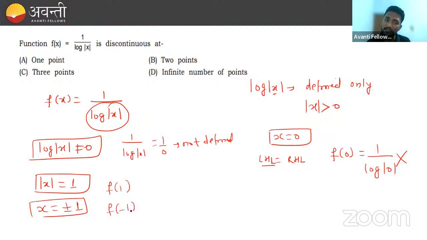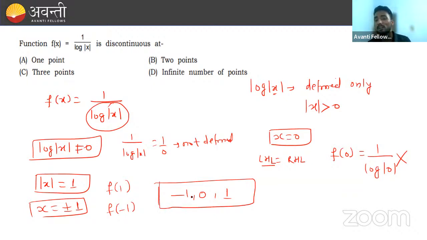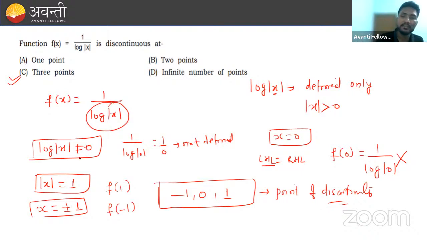If I find f of minus 1, again I can find LHL and RHL. But if I have to put minus 1, it again becomes log 1 and then 1 by 0, not defined. So from here, what have we found? We have found 3 points, minus 1, 0 and 1, where the function is not defined. And if the function is not defined at that point, then we can say these are points of discontinuity. So we have not used anything, we have just checked which points could be discontinuous. There are 3 points where the function is not defined. Okay, is it clear, guys? I hope it is clear.